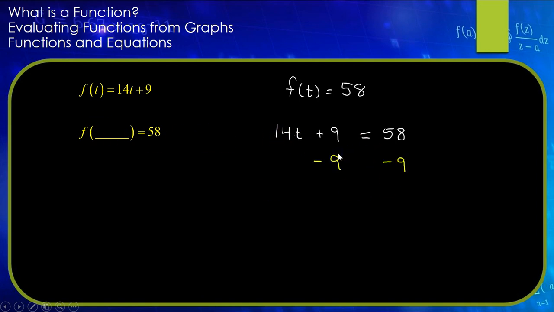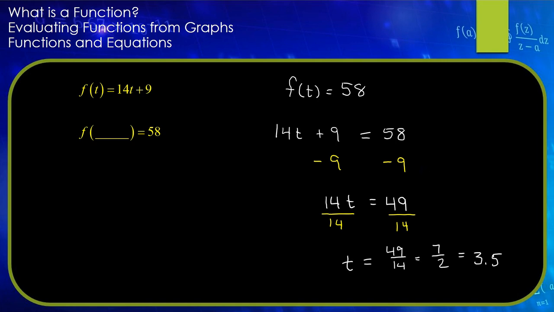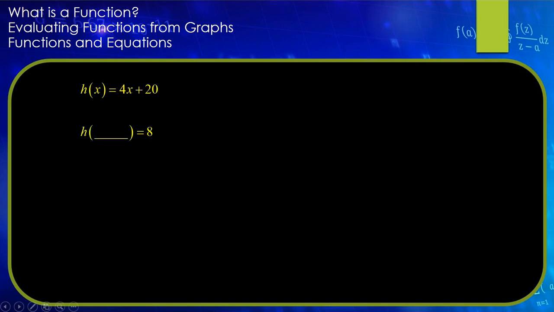So subtracting 9 from both sides, I would get that 14t equals 49. Dividing both sides by 14, I get that t equals 49 over 14, which does simplify down to 7 halves, and as a decimal is 3.5. So 7 halves or 3.5 would be a good answer. I'm going to use 3.5. So f of 3.5 is 58. Let's try another one.